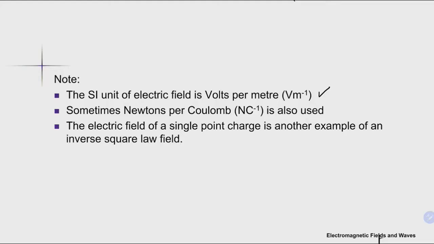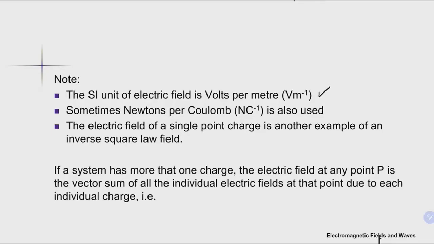Okay, so the electric field is the other inverse square law. So meaning that if you move further away from the charge, the electric field also decays by the square of the distance. If a system has more than one charge, then the electric field at any point is the vector sum of all the individual electric fields at that point due to each individual charge.